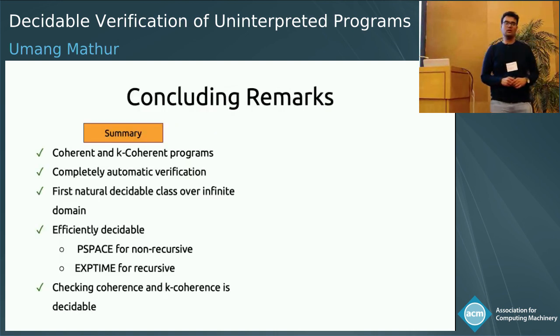So to conclude, we introduce a new class of programs called coherent and k-coherent programs, and we show that verification is decidable. It is indeed, to the best of our knowledge, the first natural class of programs that work on infinite domains and yet admit decidability. In fact, the decision procedure is as efficient as that of Boolean programs, so PSPACE for programs that do not have recursion and EXPTIME otherwise.